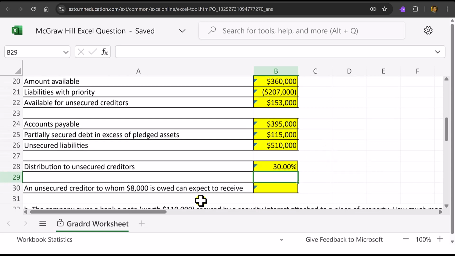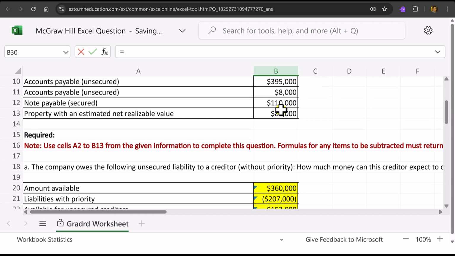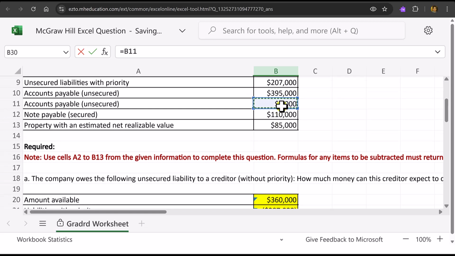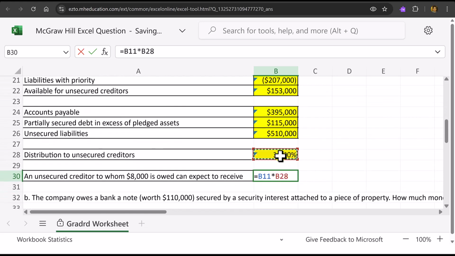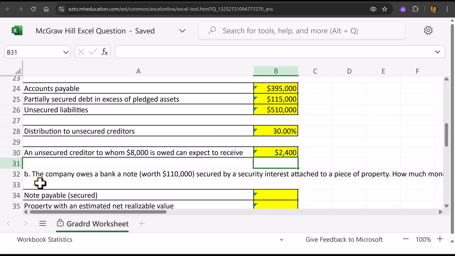So all we need to do now is multiply 8,000 by 30%. Not this 8,000, right? You don't type in 8,000 in your formula, but it's already entered for us in a cell above. Yeah, so let's grab that 8,000 up here and multiply it by that 30%. And enter. So even though they're owed 8,000, this creditor is only going to collect $2,400.